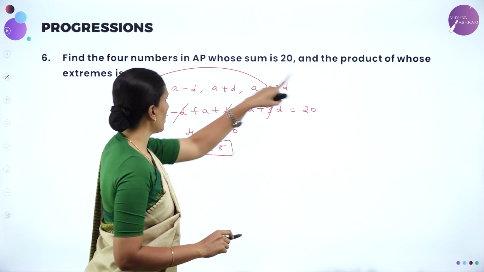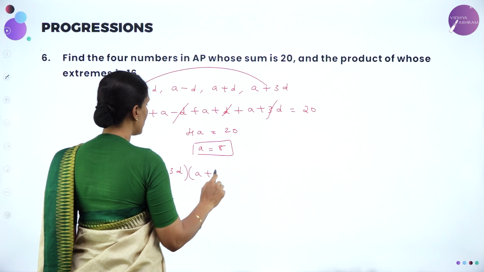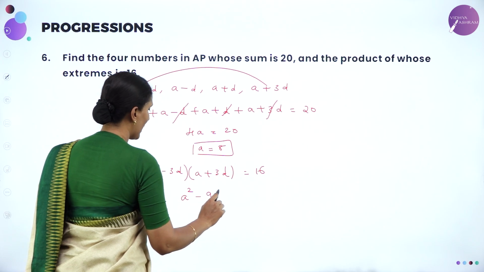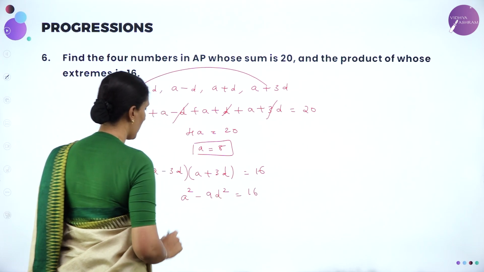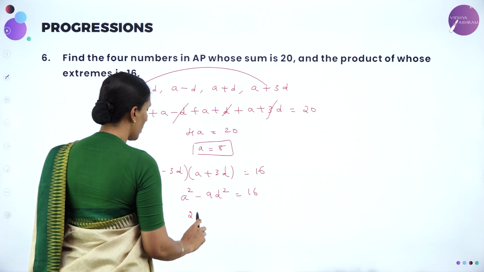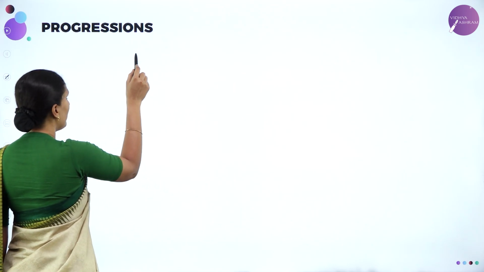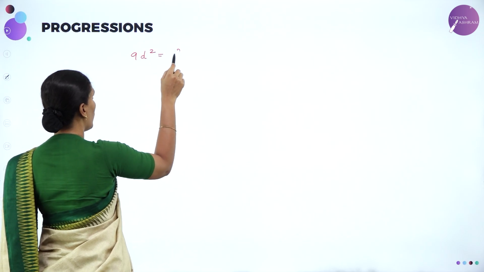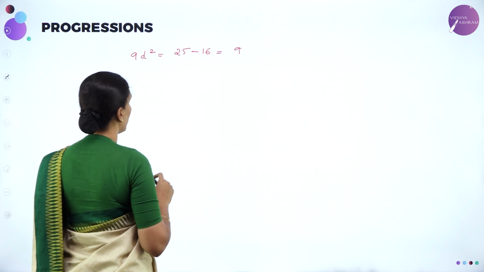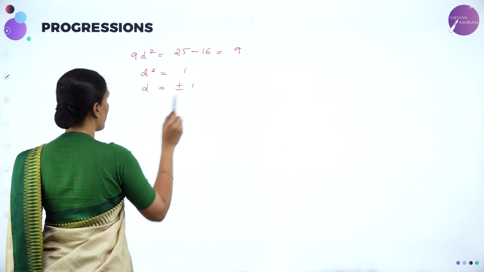Now here the product of the extremes, that is a minus 3d into a plus 3d, is given as 16. So this will be in the form of a square minus 9d square is equal to 16. Now let's take a square here. So a square is 5 square, 25. 25 minus 9d square is equal to 16. So we will get 9d square is equal to 25 minus 16, which is equal to 9 again. Now d square is equal to 1, or d is equal to plus or minus 1.